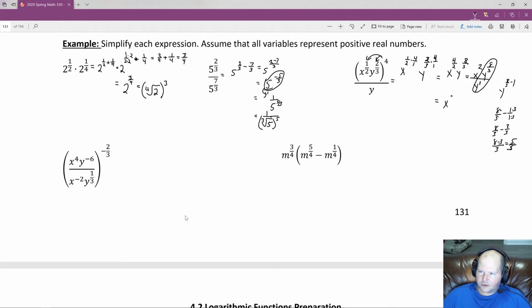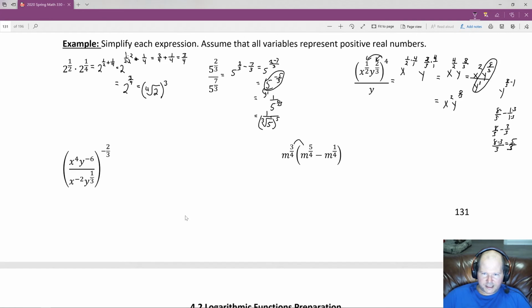So let's rewrite this. So we keep the x squared from this right here, put that on top. And then we also have a y to the 5/3 power. And that's the final answer. And you could write the second part as a radical if you wanted to, but it's often not necessary.